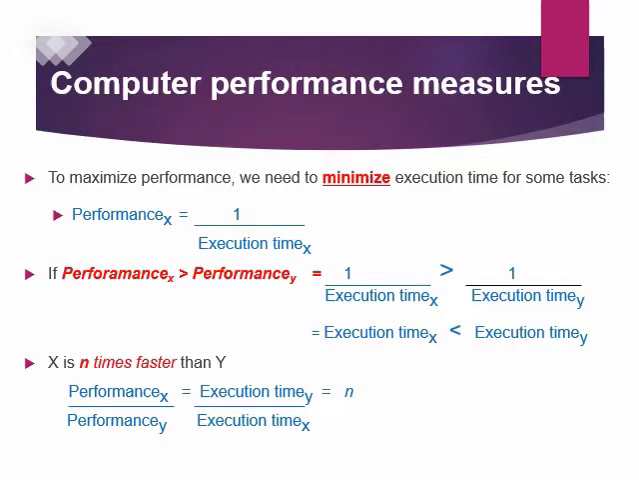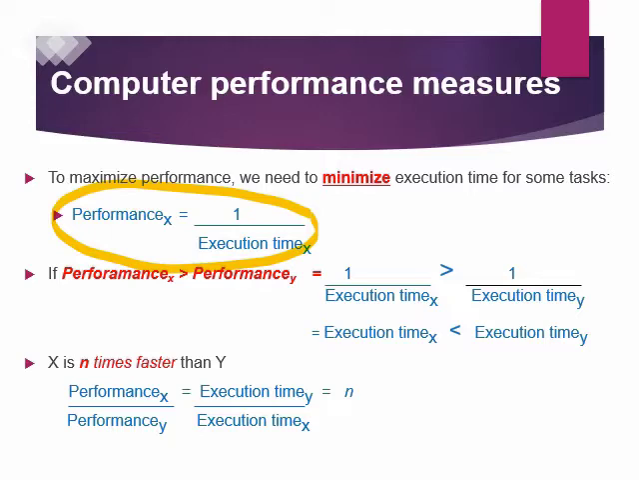To maximize performance, we need to minimize execution time for some tasks. A simple example for you: those who run faster have better performance. So this formula: performance is the inverse of the execution time. If you are slower, so execution time is large, it means you are slow. That means your performance is lower. So very simple.